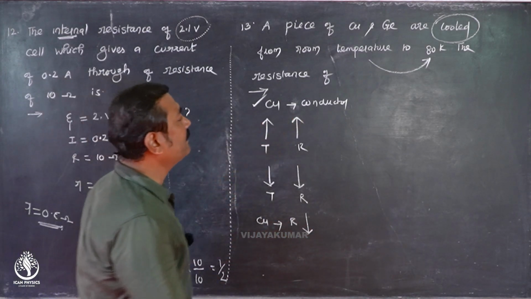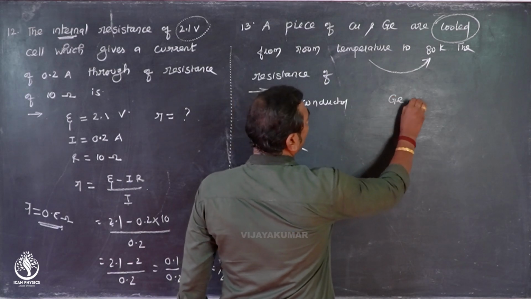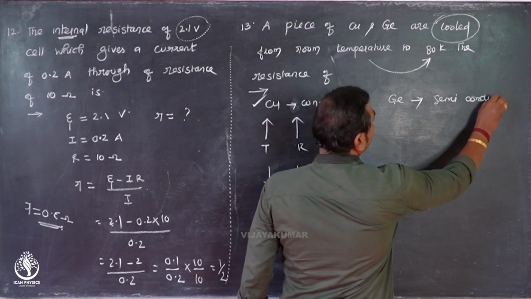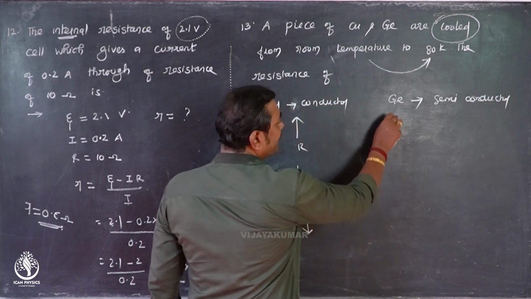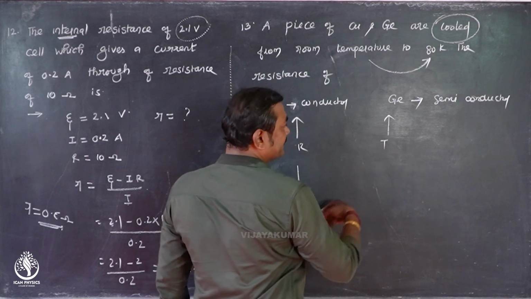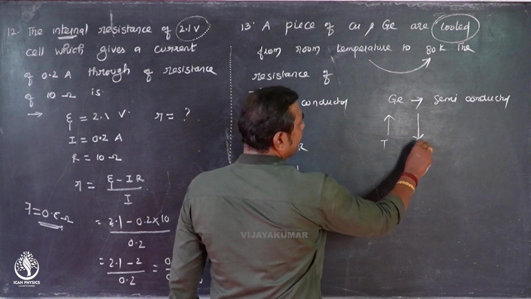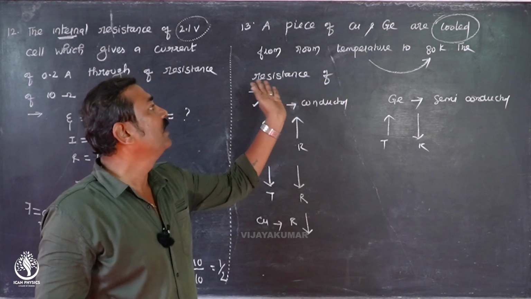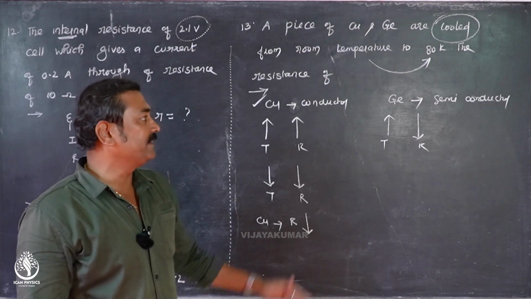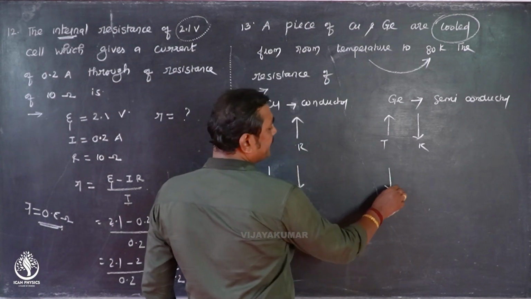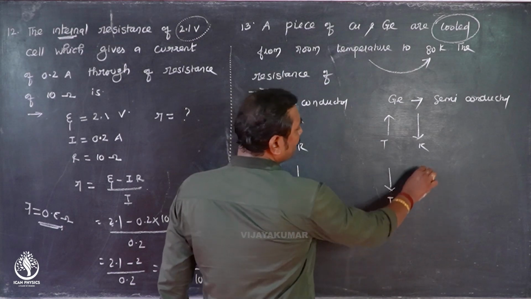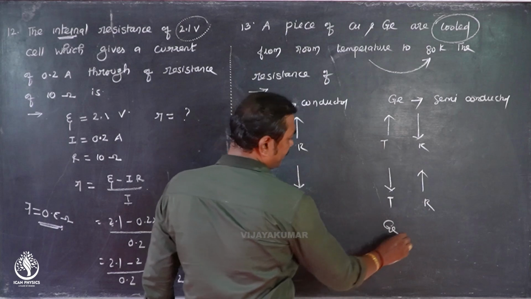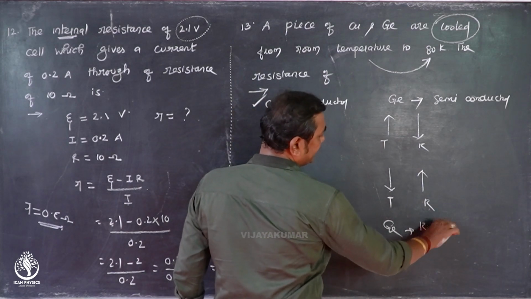On the other hand, germanium is a semiconductor. For a semiconductor, when the temperature increases, the resistance decreases. In our case, it is cooled from room temperature to 80 Kelvin, so the temperature decreases and the resistance increases. So for germanium, the resistance increases.